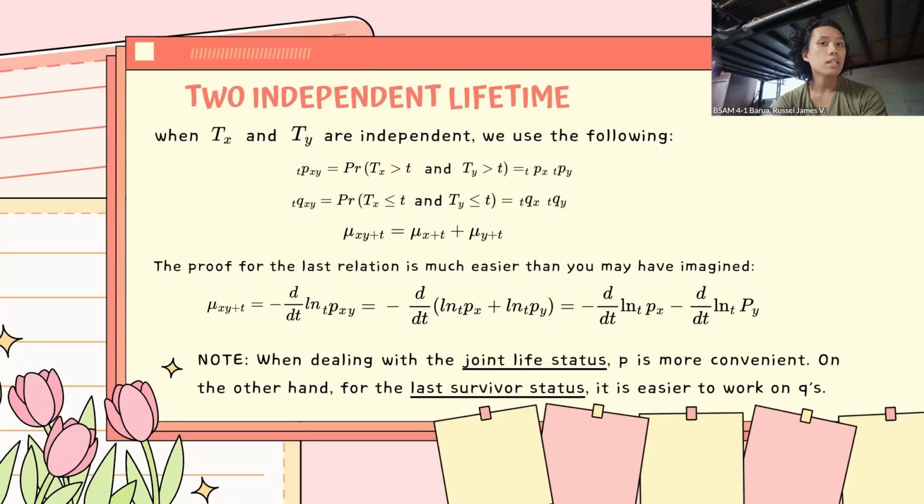And it follows an additive relationship between individual survival probabilities or the probability of them dying. Now, when T sub x and T sub y, the future lifetimes, are independent, we use the following. The survival probability means that the probability that both individuals survive is just the product of their individual probabilities. The same goes with the death probability. Note that when dealing with joint life status, p is more convenient since we are tracking that both of them are alive, and vice versa.